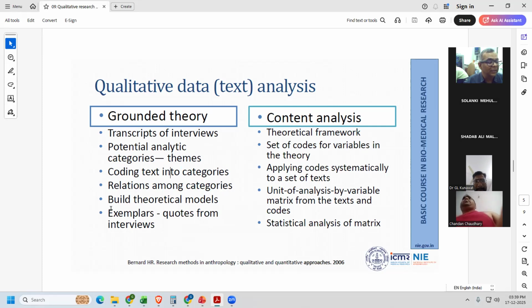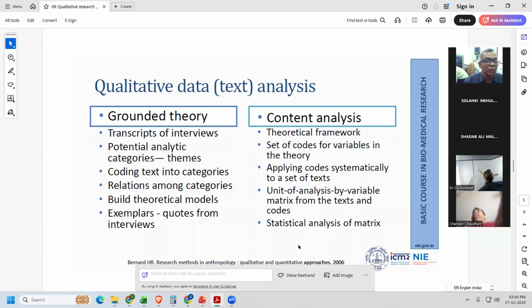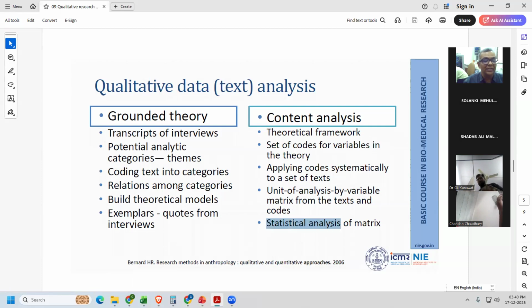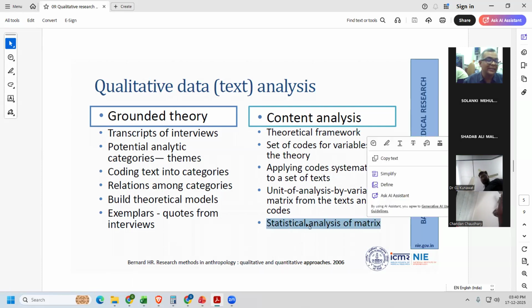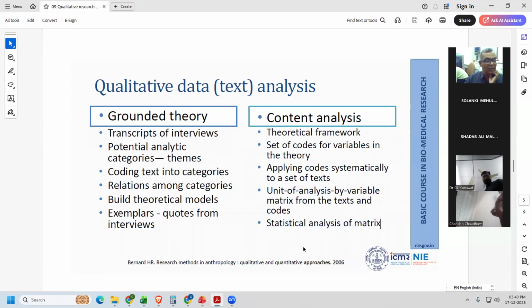For example, in grounded theory you can take codes from the interview, while in content analysis it is based on a theoretical framework. It is a set of codes for a variable in the theory, and these codes we apply systematically. The unit of analysis is a variable matrix from text and codes. So what is the difference here? In grounded theory there are codes, categories and themes. Here you mostly have codes and text, and we have to systematically or statistically analyze the matrix developed at the end of transcription.